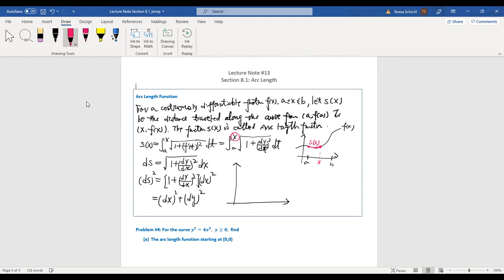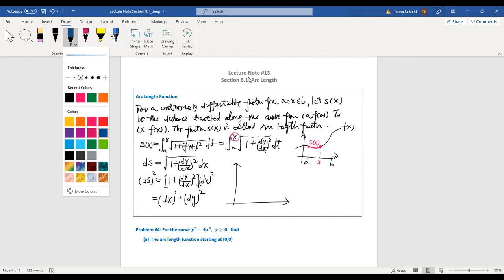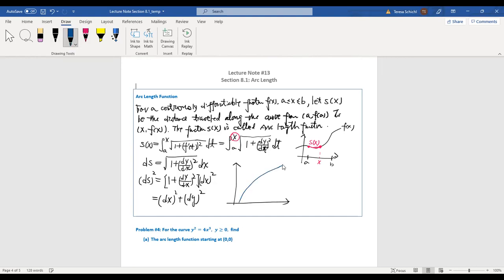If this is my function here, right? So this is my function, and I'm going to exaggerate a little bit. All right, so in here, if I want to go from here to here, right? So if you take a look from here to here, now I find the ds, right? So what is the ds? ds is the tangent line here, right? So from here to here, take a look here, okay?